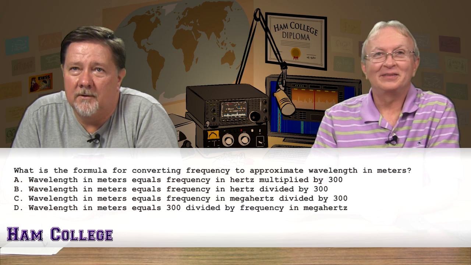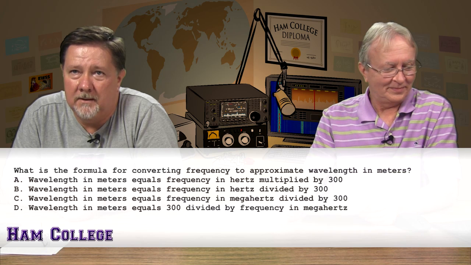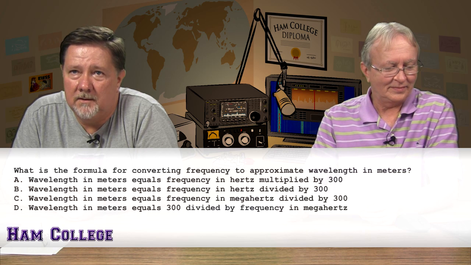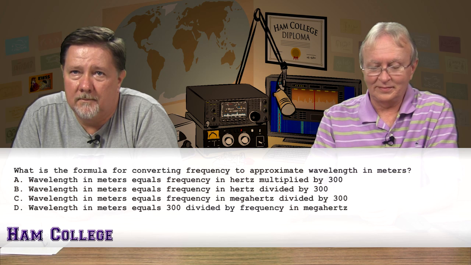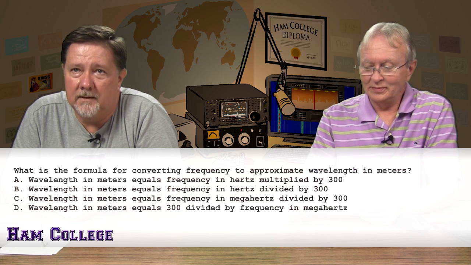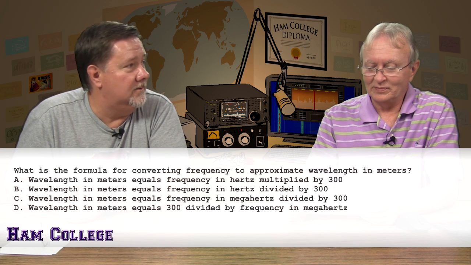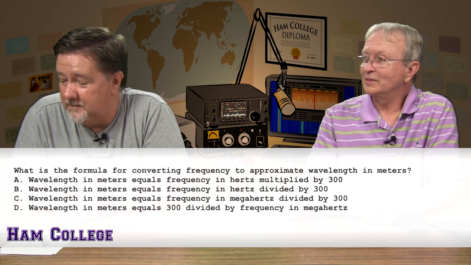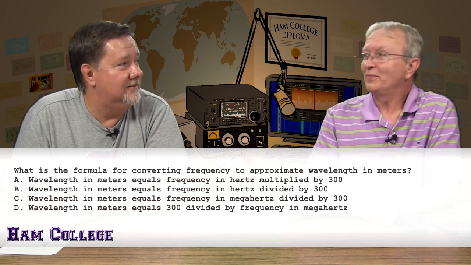What is the formula for converting frequency to approximate wavelength in meters? Wavelength in meters equals frequency in hertz multiplied by 300. I think that's going to give you too high a number. I don't know the answer to this one, so I'm just going to have to try to figure it out. Well, I'd see what they say, but I shouldn't have glanced. I cheated. You did cheat.